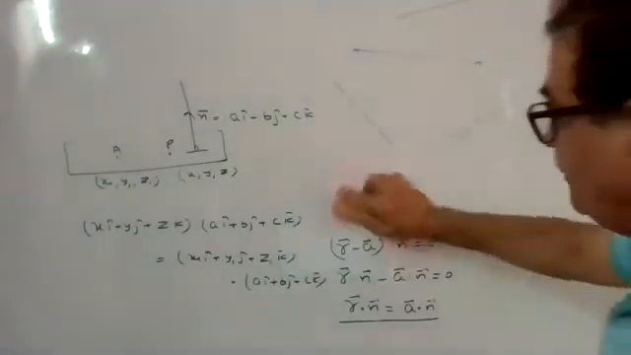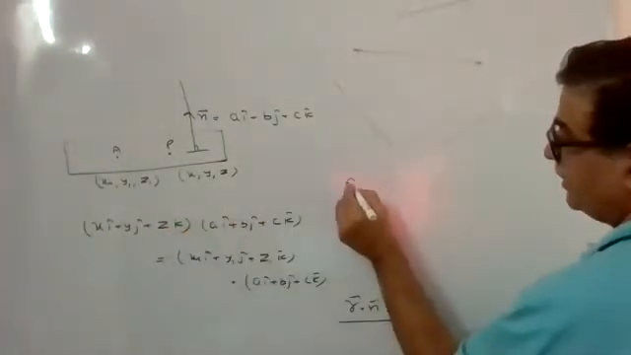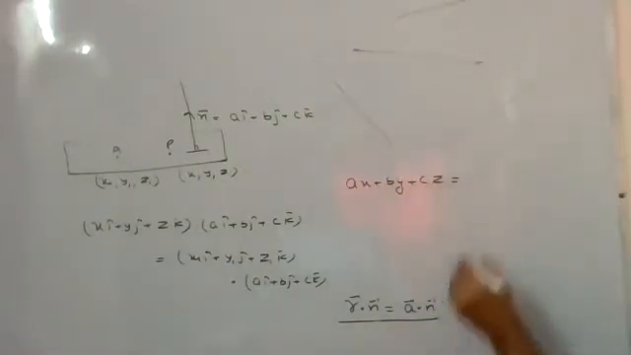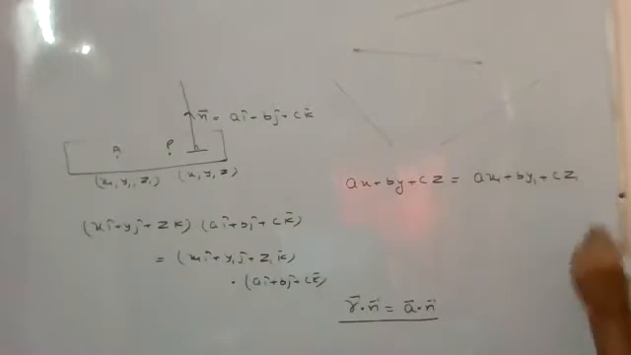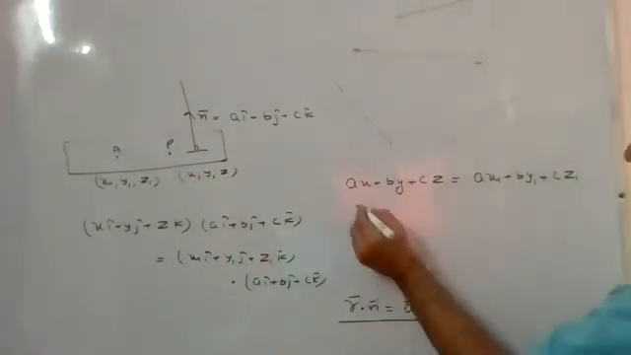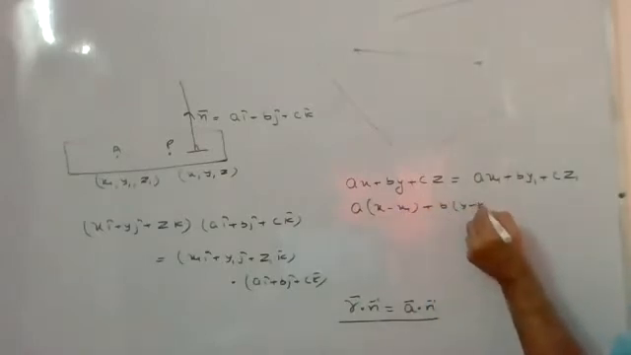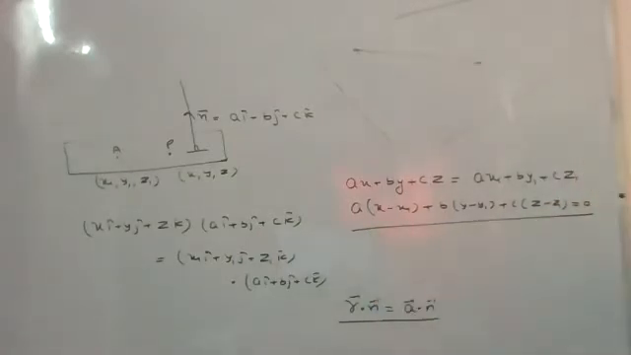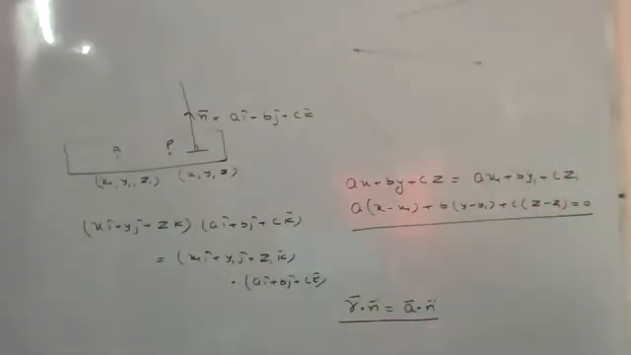You know how to solve the dot product? Please solve it. What will it come to? Ax plus by plus cz equal to ax1 plus by1 plus cz1. Or when you solve it, it will come to a(x minus x1) plus b(y minus y1) plus c(z minus z1) equals 0. Which form is it? Can you tell? Which form of the plane has come?